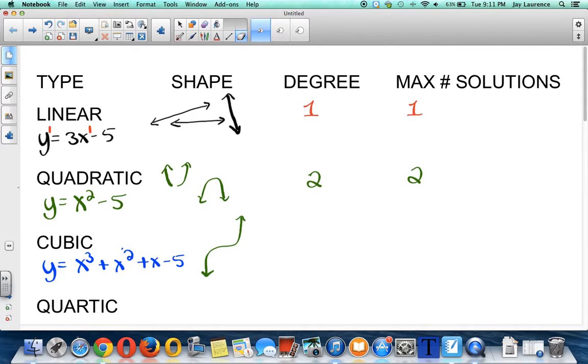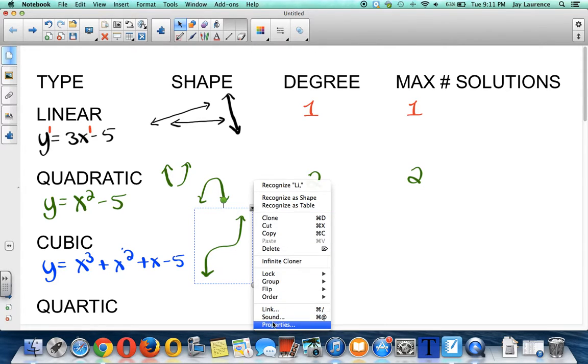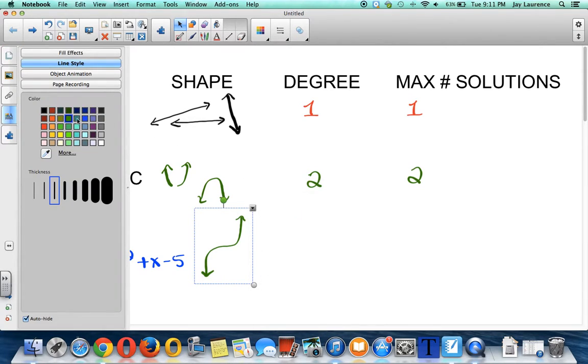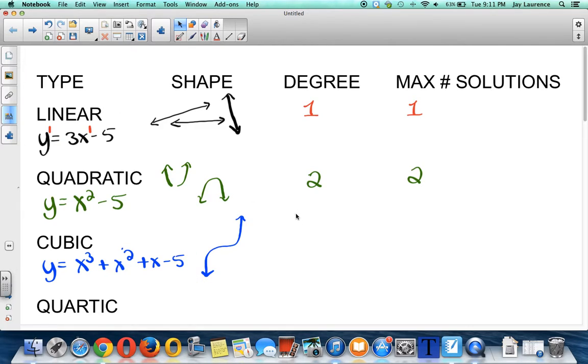Okay. So, you see, I wanted that to be blue, so it matched. Blue, there we go. All right, it is degree 3. Yes, degree 3. And the max number of solutions is 3. Again, it doesn't have to have 3 solutions. It might have 0, 1, 2, but it could have up to 3 solutions.